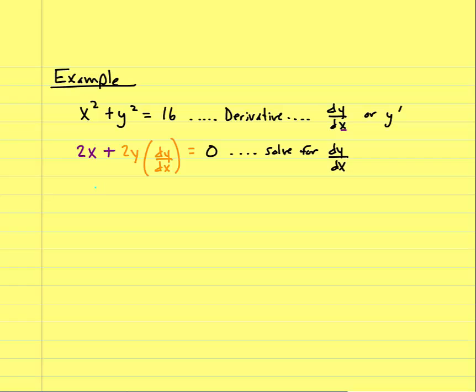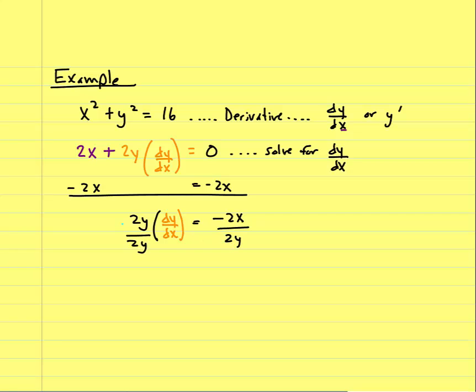So simplifying, I want to get dy/dx by itself, so I'd subtract 2x from both sides. And I'd have 2y, and of course I have that dy/dx that needs to stay on the left, equals negative 2x. Divide both sides through by 2y. I have canceling occurring here. And I have dy/dx equals, the 2's cancel, not the negative, but just the 2's, and I'm left with negative x over y. So this would be the slope of the tangent line at any point along this circle.